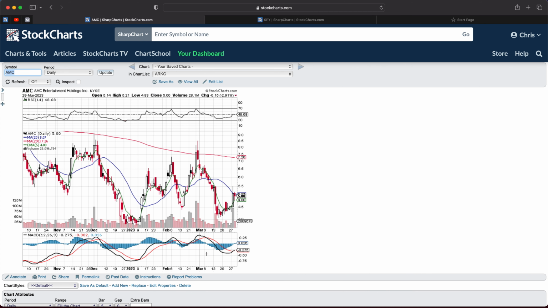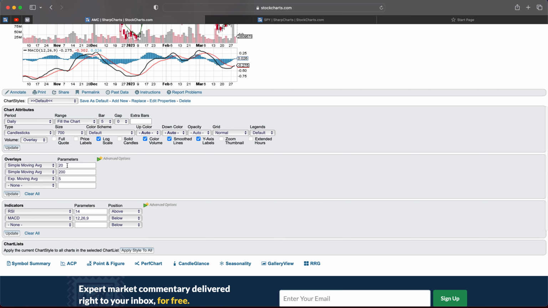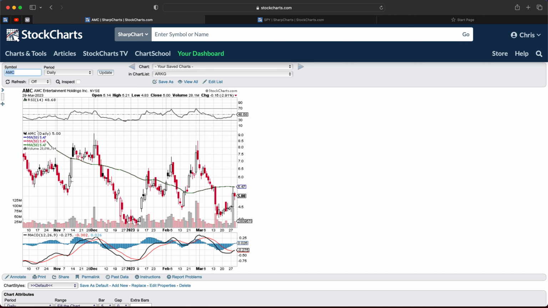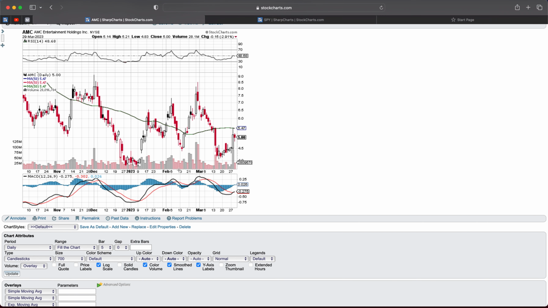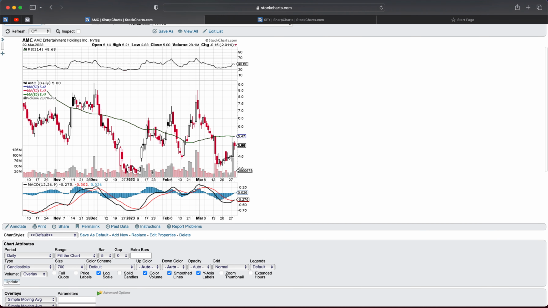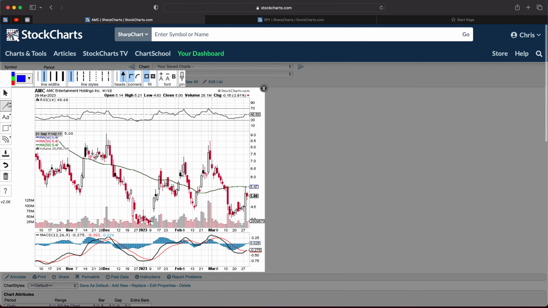AMC. Let me just save all these parameters being zero. All right, AMC. All right, so here could be a stop, but if you wanted to make sure that you're not taking that much of a risk, move your stop right here at the bottom of this bar, right?